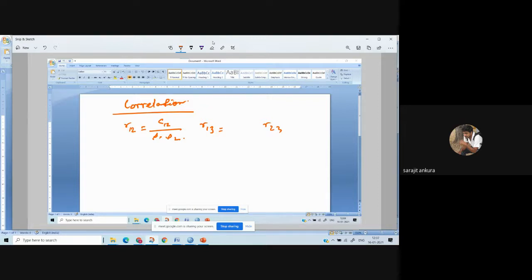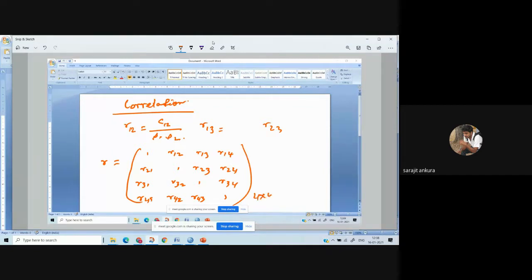Now how do we get the correlation matrix? The correlation matrix, with 4 variables, is: 1, R12, R13, R14; R21, 1, R23, R24; R31, R32, 1, R34; R41, R42, R43, and 1. So this is the correlation matrix, 4 by 4 because there are 4 variables. The one advantage you get in the correlation matrix is that all diagonals are 1. In the covariance matrix, all diagonals are the variances.